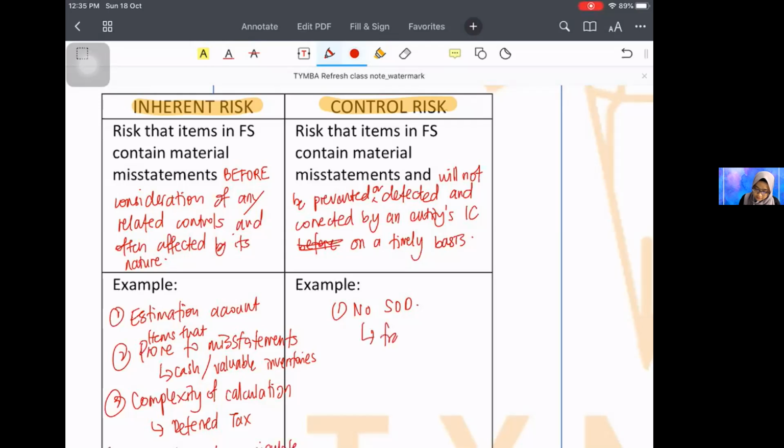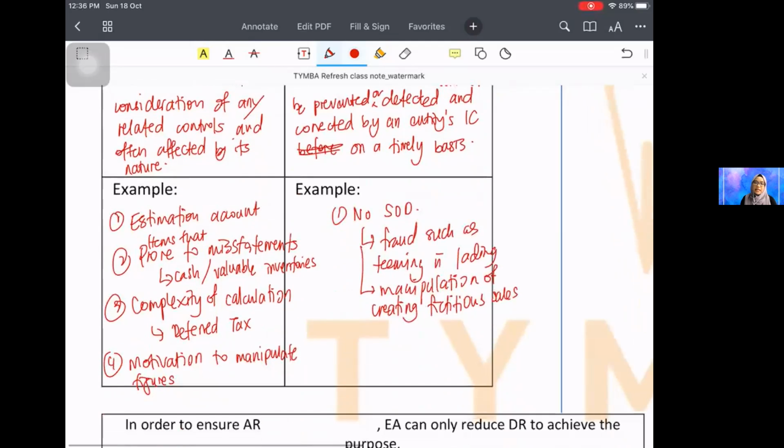Fraud such as teaming and leading. Ataupun tadi kawan ni kata manipulation of creating fictitious sales. Okay, yes, that would be the answer.